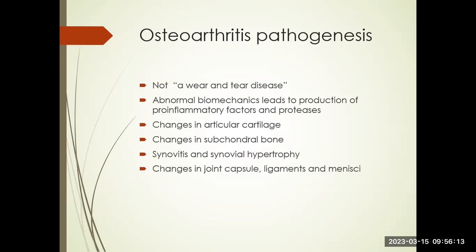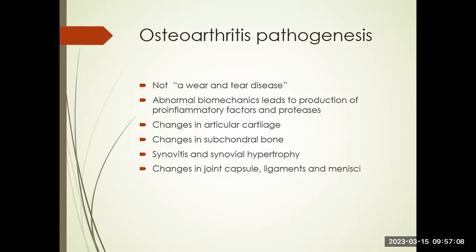Before we move on to the management, it's good to have an idea of the pathogenesis. Earlier we used to think that it is mainly a wear and tear disease, but it is not so. What happens here is there is abnormal biomechanics which lead to production of pro-inflammatory factors and proteases. Because of these, there are changes happening in the articular cartilage, the subchondral bone, the synovium, and also in the tissues surrounding the joints. The articular cartilage undergoes changes with loss of matrix. In the subchondral bone there is sclerosis, and osteophyte formation, mainly to deal with the abnormal biomechanics. In the synovium, there is synovitis and synovial hypertrophy.